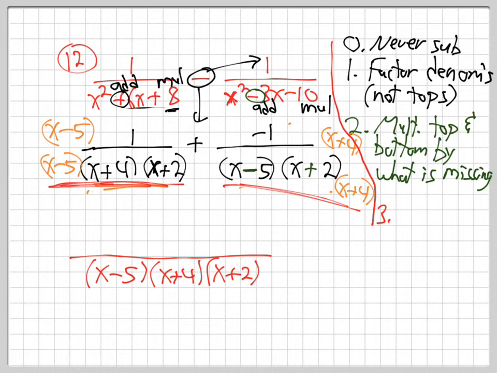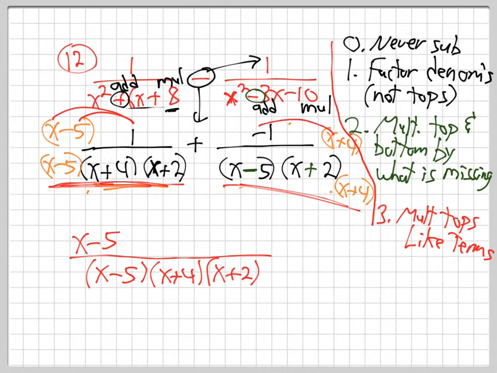Now step 3 is multiply the tops and do the like term stuff. So now we're basically done with the bottoms. We're not going to do anything else with the bottom. Once you get common denominator, you're done with the bottoms. All the work now is in the top. Multiply those out, gather the like terms, clean it all up. All the work's in the top. So now, what do we do in the top? This 1 goes boom, boom. X minus 5. And this negative 1 goes boom, boom. Negative X minus 4.